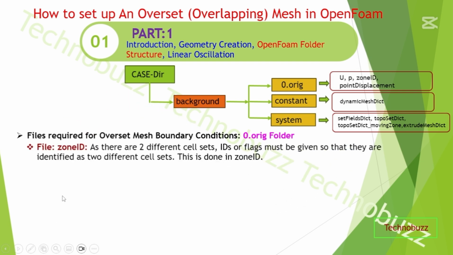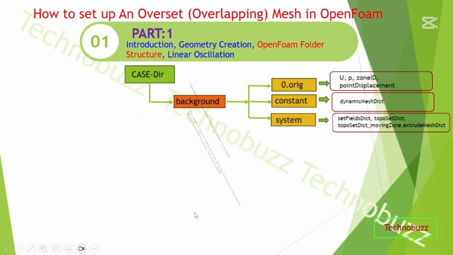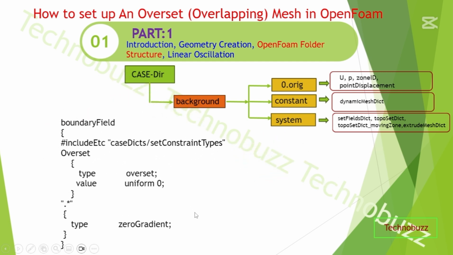The other file needed is zone ID. As there are two different cell sets, IDs or flags must be given so that they are identified as two different cell sets. This is done in zone ID. The syntax in zone ID looks something like this. Here, overset, the type is overset and uniform value 0. And for all the other stationary items, the type set is 0 gradient.